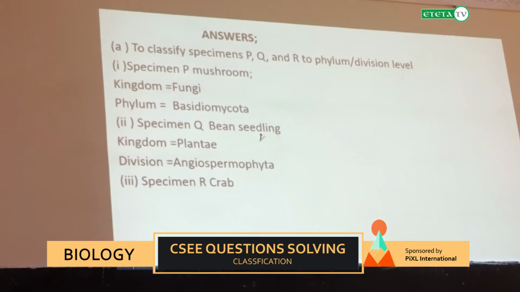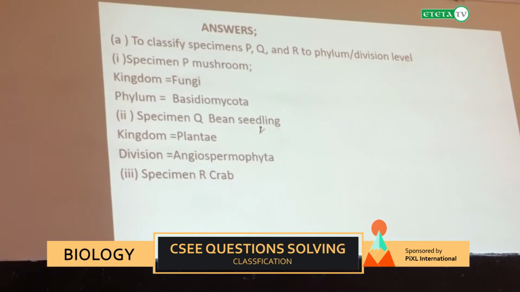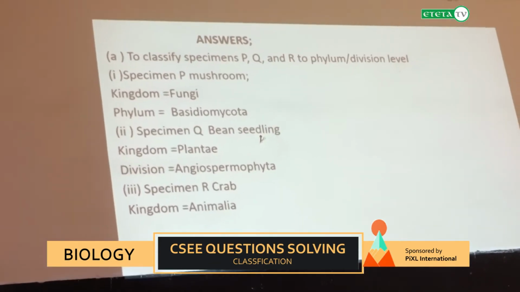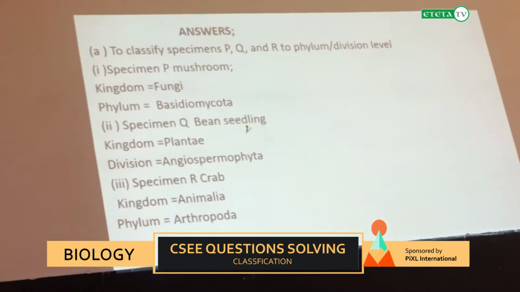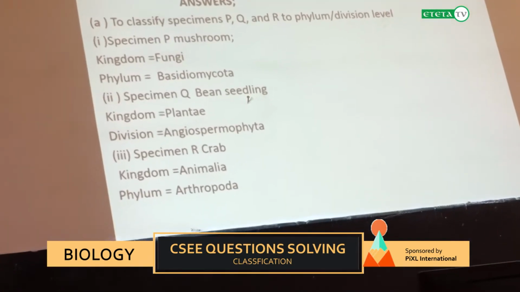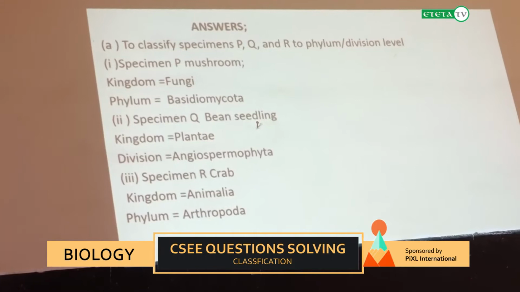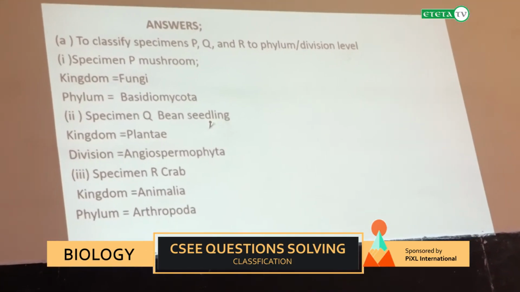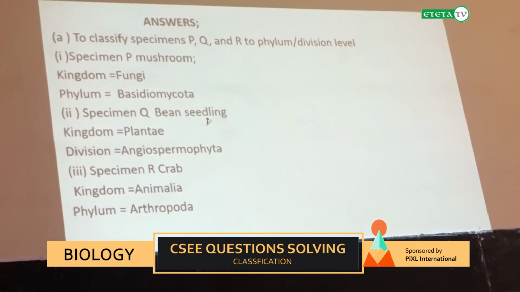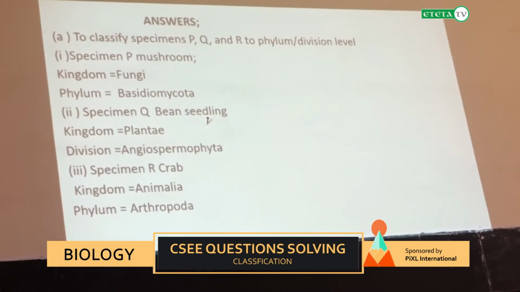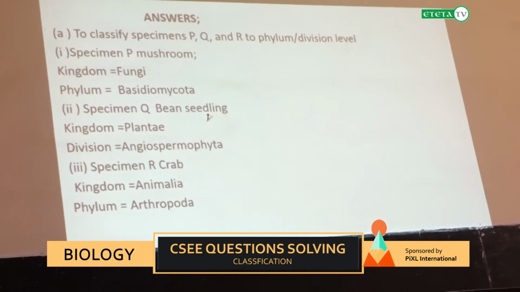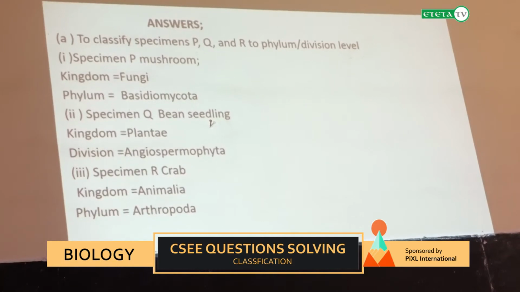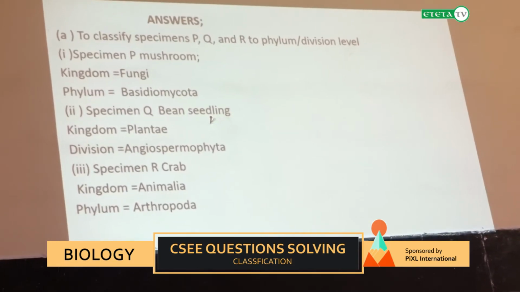Roman 3, the specimen R, which is the crab. The kingdom of the crab is the kingdom Animalia. The phylum is the phylum Arthropoda. So to classify the specimens P, Q, and R to phylum or division level, you are supposed to attempt the question precisely and briefly, the point like as I have shown.